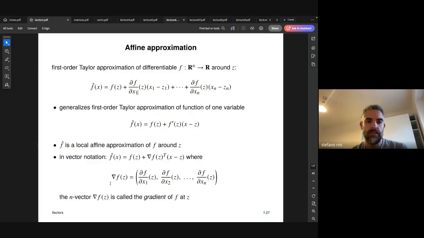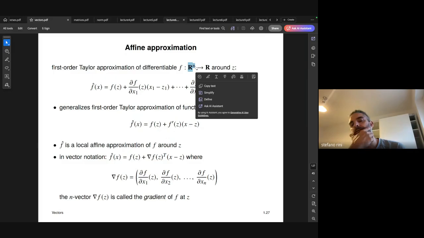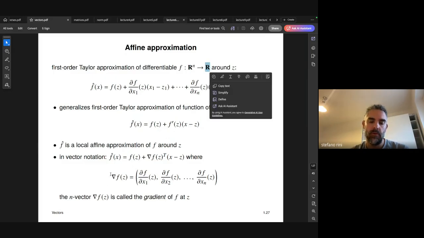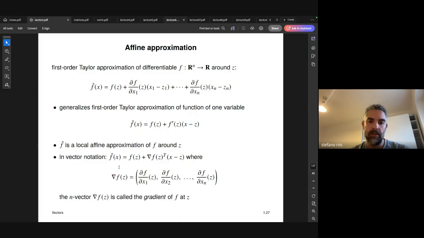And now we introduce this nabla notation, right? So this nabla notation is a derivative of a function, okay? And it takes an input of size n and outputs a scalar, okay? This nabla operator takes the function, and it takes the derivative of the function with respect to all of the independent variables, okay?